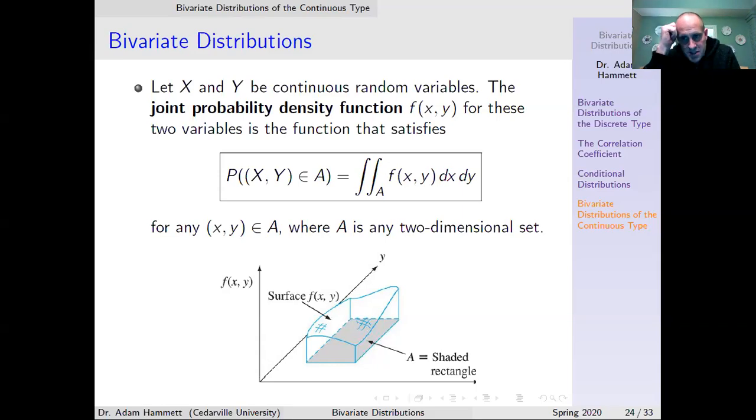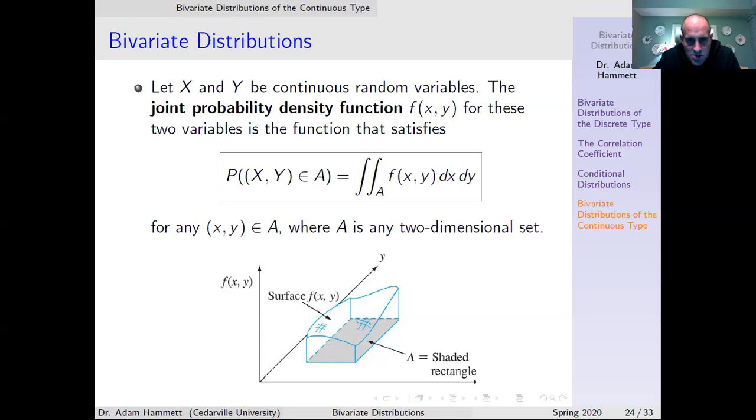And here it's not surprising that in the continuous case, where we know we're going to have to use integrals, you're going to end up having to do double integrals. Okay. So what does that double integral mean? That means I just have to let x and y go over that whole set A to get the probability that x and y belong to it.